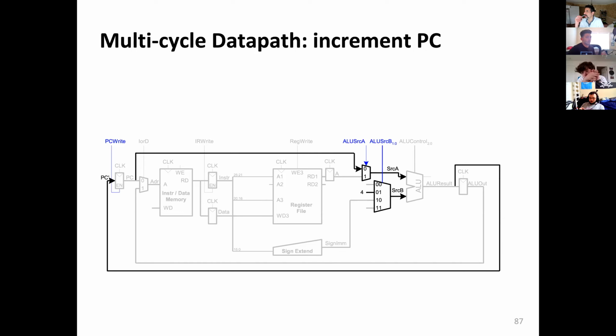But how does this answer my question? For example, why didn't we have these hardware components in single cycle? And why do we have them in multi-cycle?